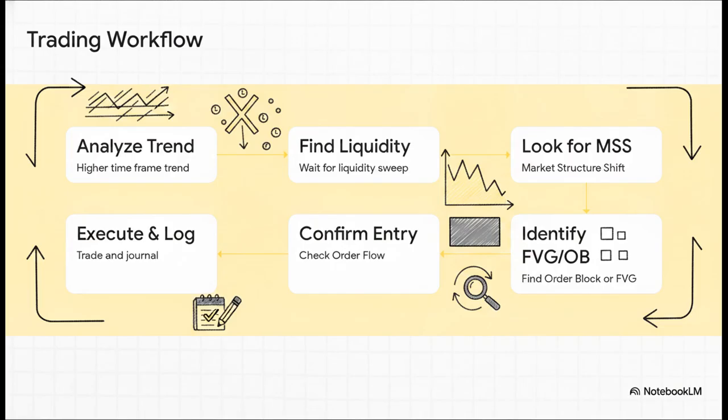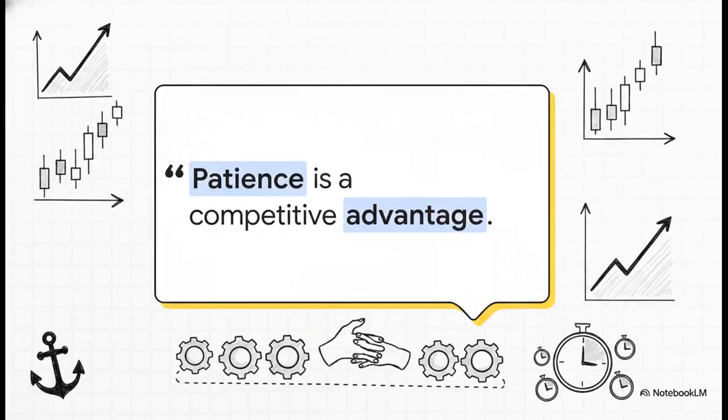First, you analyze the higher time frame trend. Then you locate those liquidity pools and wait patiently for a sweep. Once you see a market structure shift proving momentum has turned, you identify your specific order block or FVG. After that, you confirm the entry using order flow, and finally, you execute and meticulously journal that trade. Notice how this strict sequence forces you to wait for the market to definitively prove its intentions before you ever risk a single dollar. As Professor Crit so powerfully puts it, patience is a competitive advantage.